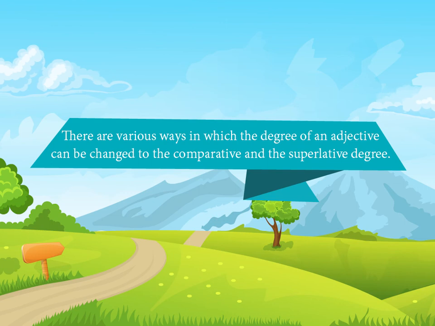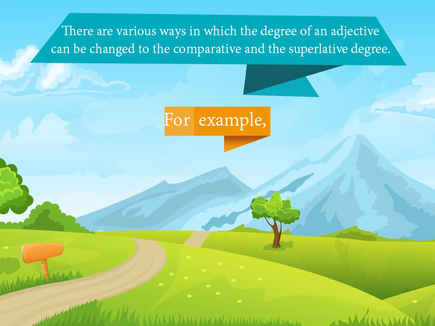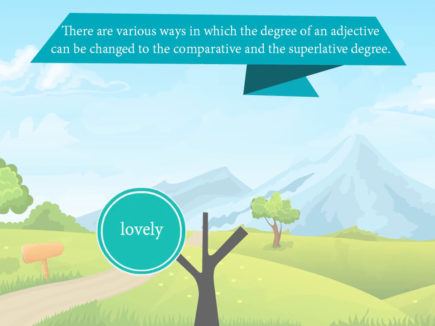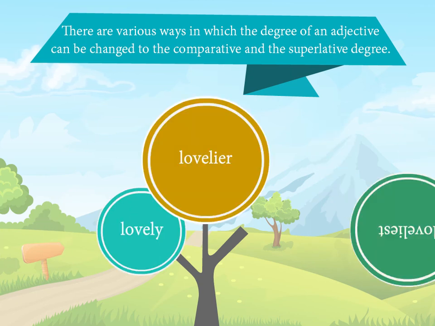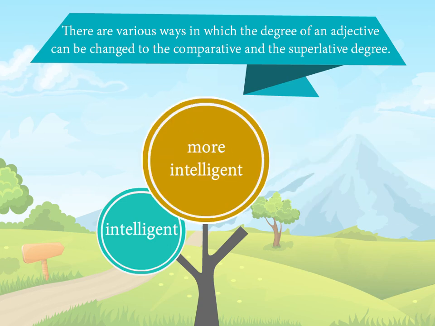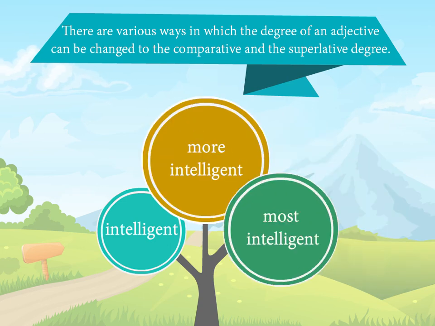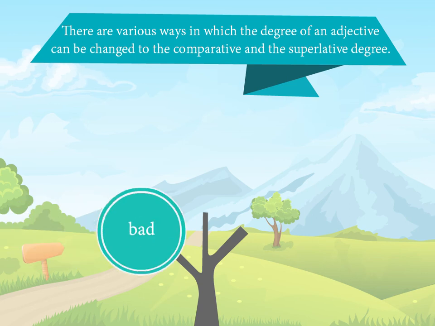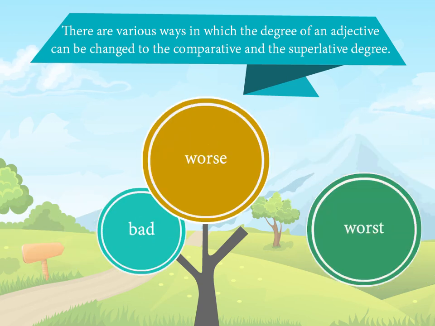There are various ways in which the degree of an adjective can be changed to the comparative and the superlative degree. For example, lovely, lovelier, loveliest. Intelligent, more intelligent, most intelligent. Bad, worse, worst.